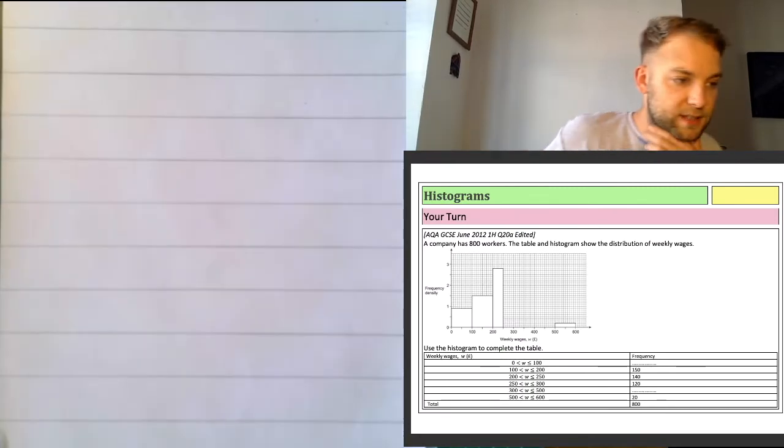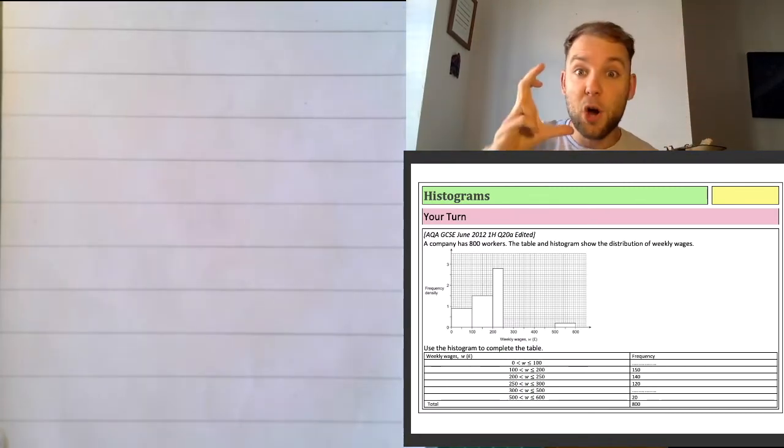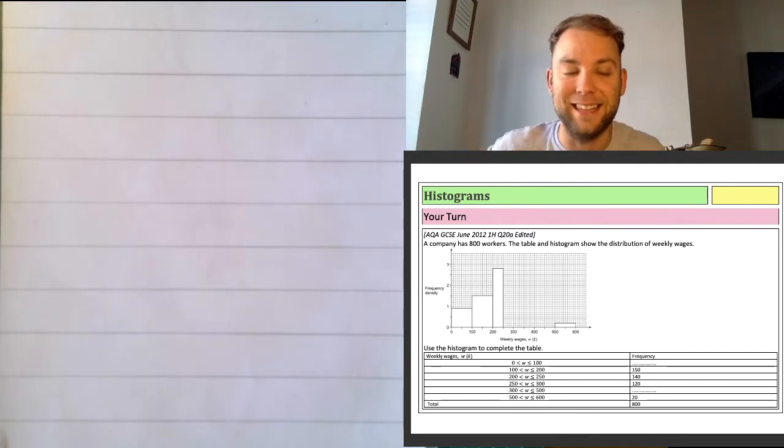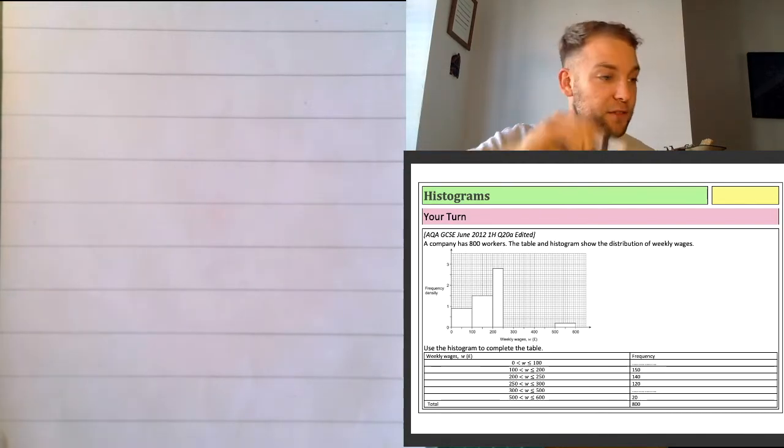Okay, so let's have a go at this one together. Now we're trying to find out the frequency of that first bar. And we know that the frequency is represented by the area. So important. So what's the area of that first rectangle?